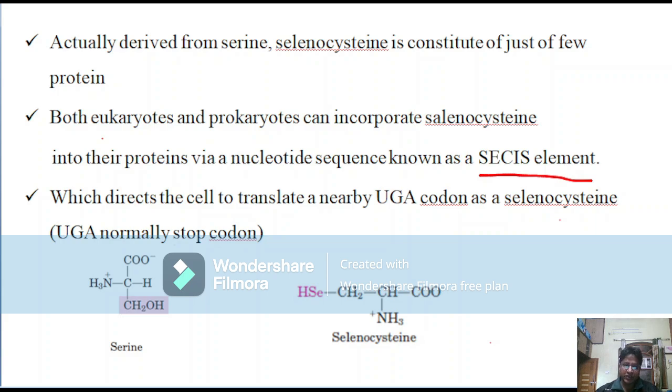If you look at the structure of serine and selenocysteine, they are very similar, and here there is only a change of the oxygen atom to a selenium atom. So it is very important to know that selenocysteine is derived from serine, the element required to incorporate it is SECIS, and the codon used here is the UGA codon. These few questions are very important from this selenocysteine topic.